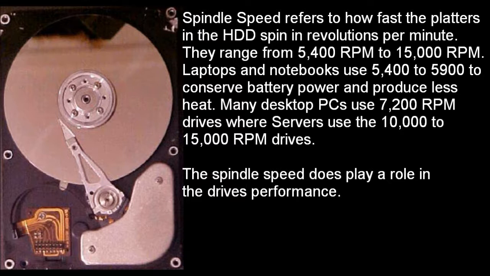Now, they can range anywhere between 5,400 RPM to 15,000 RPM. Laptops and notebooks use around the 5,400 to 5,900 range. This is to conserve battery power, make it more portable, and this produces less heat. Many desktop PCs use around 7,200 RPM drives, where servers use 10,000 to 15,000 RPM drives. The spindle speed does play a role in the drive's performance, which I will explain a little bit later in this video.